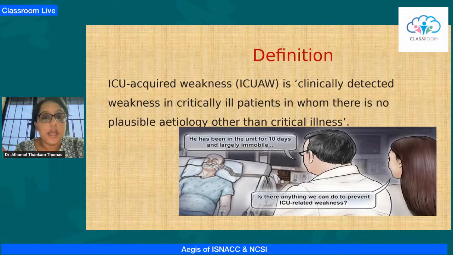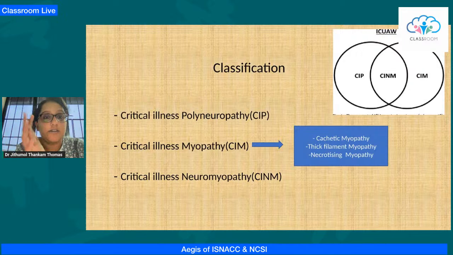So how do you classify ICU acquired weakness? You mainly classify it into three categories: critical illness polyneuropathy, CIP, and critical illness myopathy, which is further divided histologically. You have a cachectic myopathy, where histologically you will see a lot of loss of muscle mass and breakdown of muscles. Then you have thick filament myopathy. Here, what you see histologically is loss of the myosin thick filaments, and necrotizing myopathy.